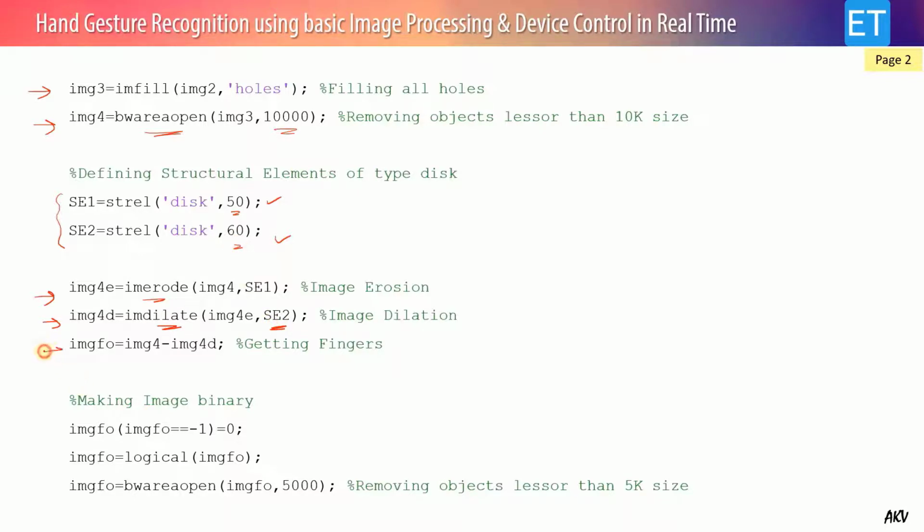And now here we are getting the fingers. So as I said, you will subtract this palm area or dilated image from the main image. So you will get the number of fingers. So you get fingers like that.